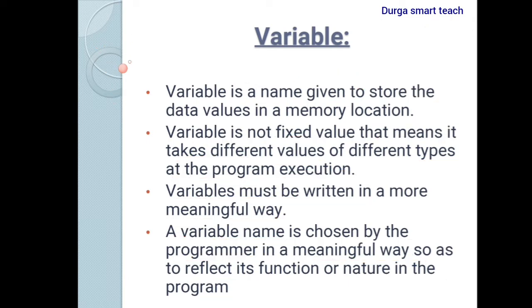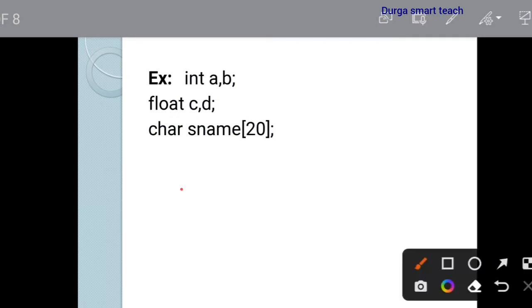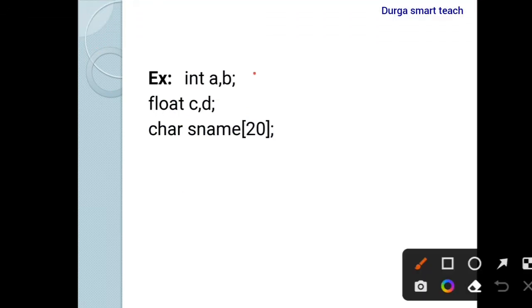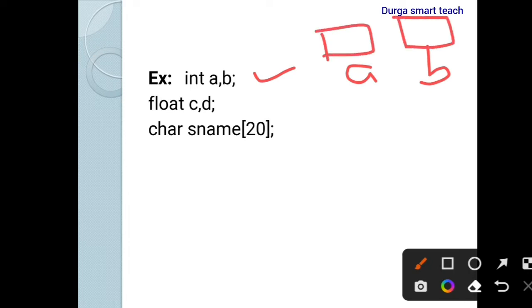Let's see some examples. Here the example is int a, b, which means a and b are two variables. This is one memory location and this is also one memory location. a and b are used to store only integer values, which means only numbers, positive and negative. Then float c, d. Here c and d are floating point data type variables which only store numbers which contain precision, that is, decimal point numbers.